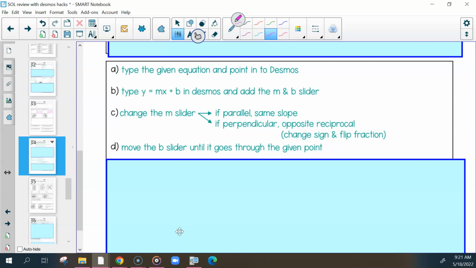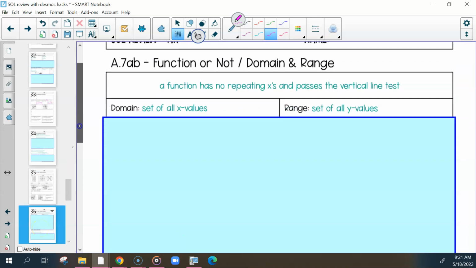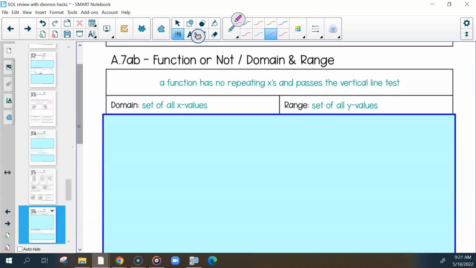Next page. For function or not, and domain and range: a function has no repeating x's and passes the vertical line test. Domain is the set of all your x values. Range is the set of all your y values.